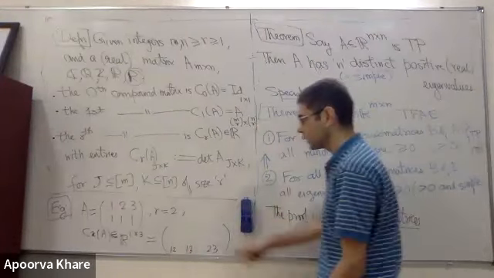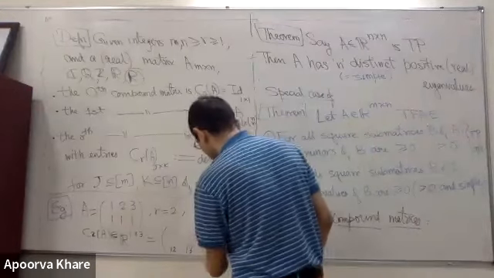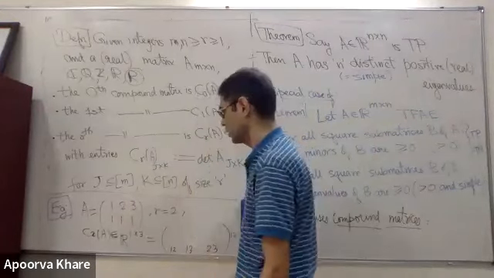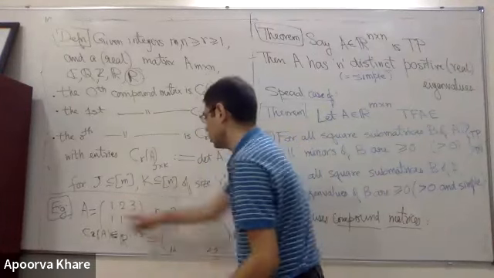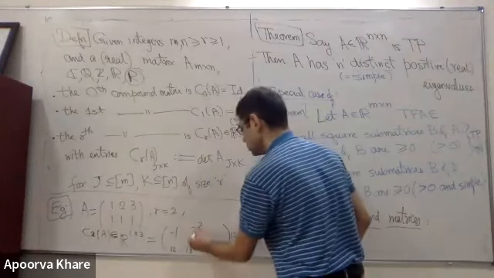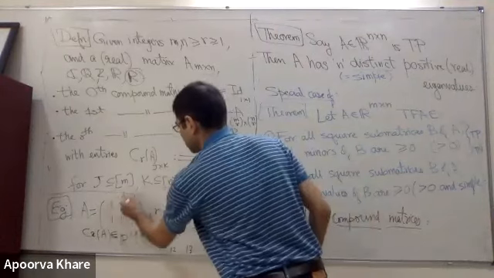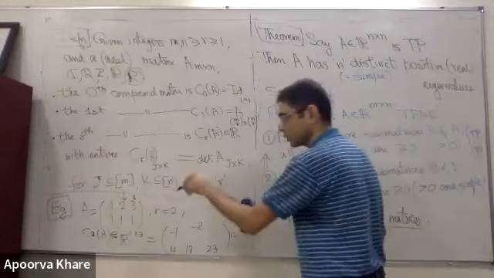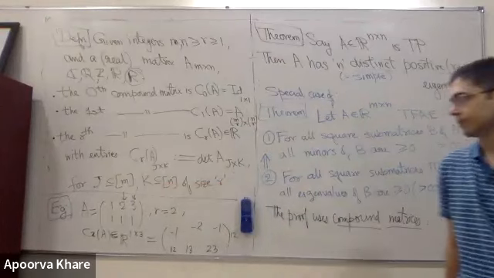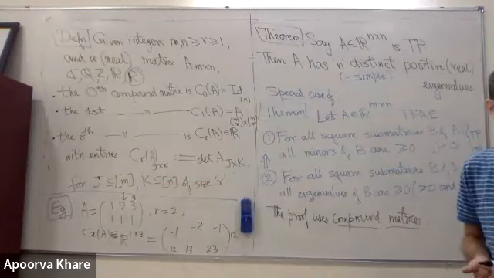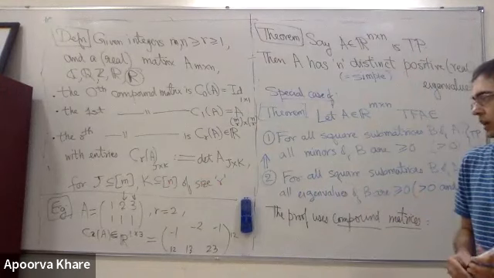So what is 1, 2? The point is there is only 1 row, so the row has to be just 1, 2. So 1, 2 is 1 minus 2, which is minus 1. 1, 3 is 1 minus 3, which is minus 2. And 2, 3, second column and third column, is 2 minus 3, which is minus 1. That's the second compound matrix of A.